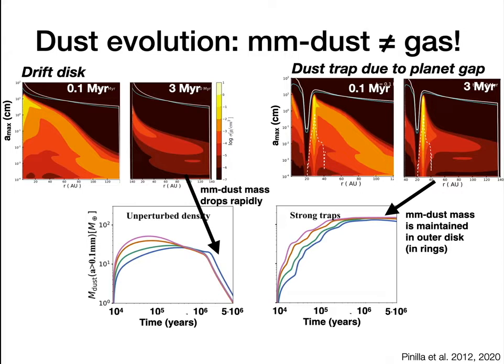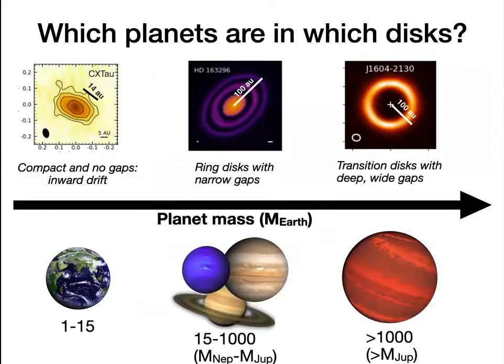So essentially, the disk will maintain a high millimeter dust mass in the outer disk, in these dust rings that we are observing. So we can now compare the different morphologies that we see in protoplanetary disks to different types of planets. So we have compact disks which don't show any large-scale gaps, such as CX Tau. Such a disk may contain planets, but those planets must be very low mass, because otherwise they would have created these pressure bumps in the disk.